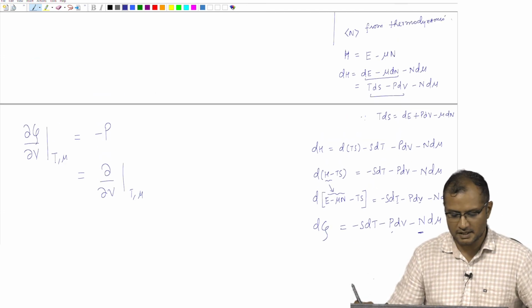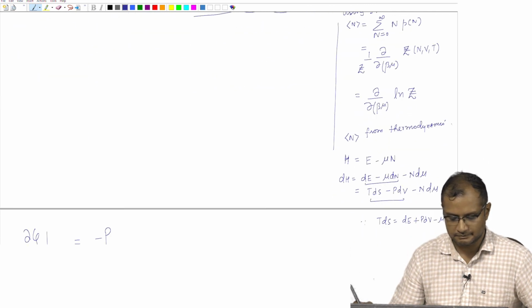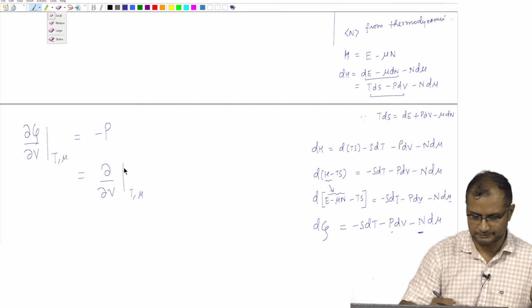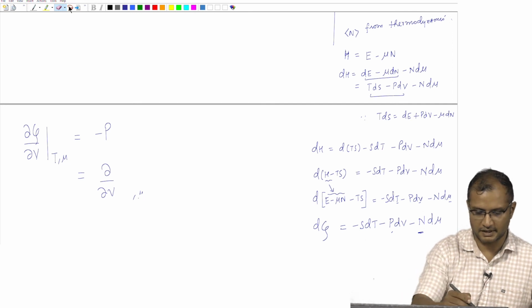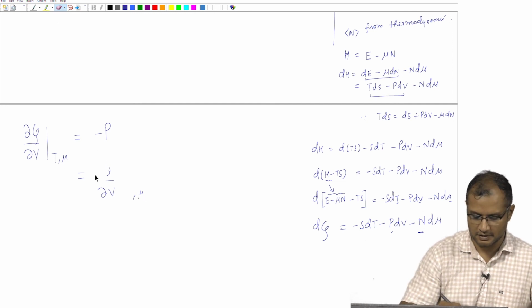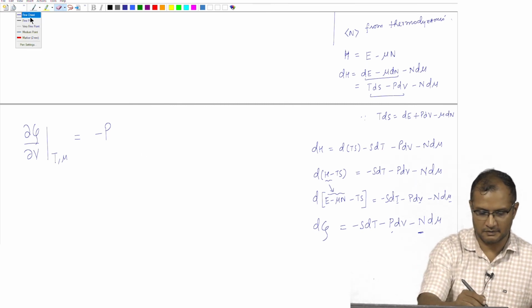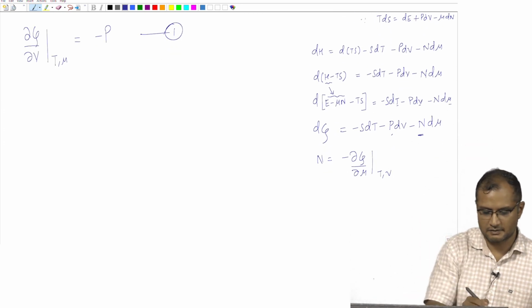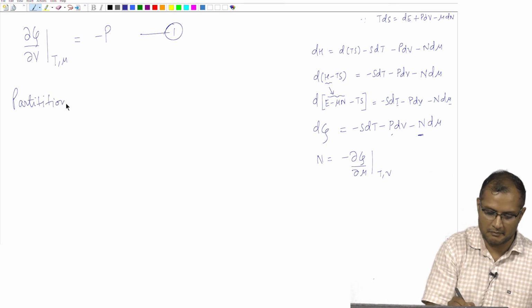So, the xi is basically minus kT ln of the grand partition function. Okay. So, we need a form for it. Let us get that form. So, you will have to obtain your partition function now. So, we have one relationship with us. So, let us get the partition function. That is the only step remaining now.